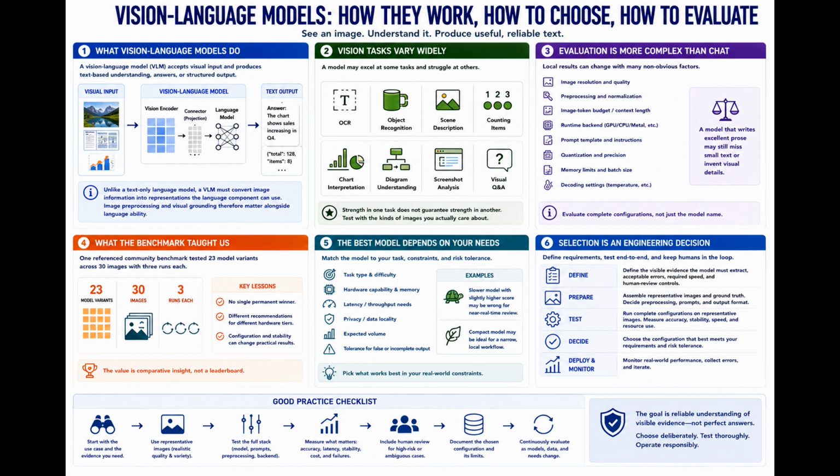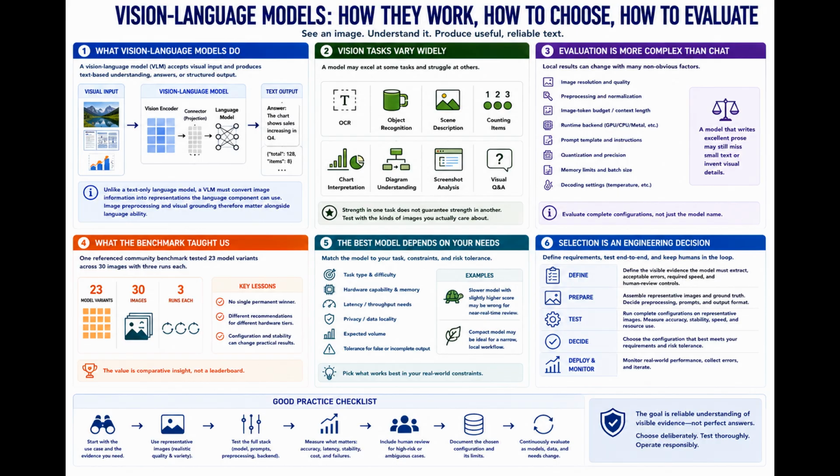A vision language model accepts visual input and produces text-based understanding, answers, or structured output. Unlike a text-only language model, it must convert image information into representations the language component can use. Image preprocessing and visual grounding therefore matter alongside language ability.